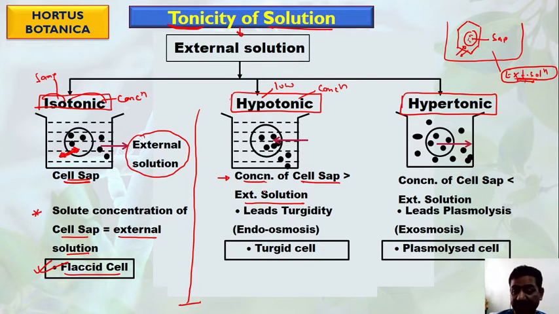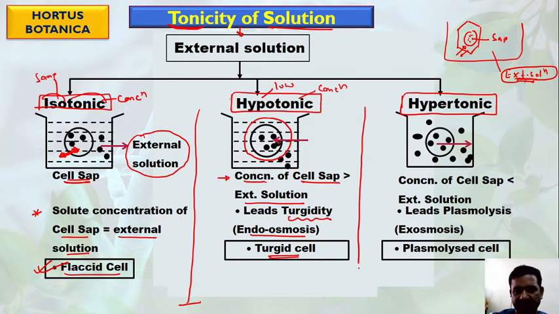So what will happen? Inside we have high concentration, so it will absorb water from the outside and the movement will go in. This process is called endosmosis, leading to turgidity. The cell swells up, and this swollen cell is called a turgid cell. A question may come to you: turgidity occurs in which condition? One and only condition, the hypotonic solution.